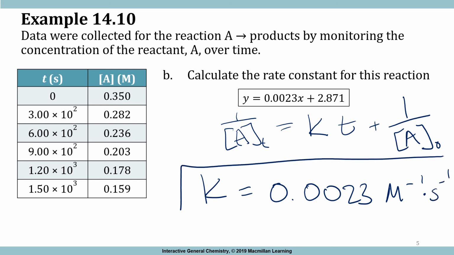So this is really easy if you're given an equation from that linear graph. You just have to find what the slope is. If it was a first order or a zero order, then you would be given a negative slope, and that k would be the positive value because k's are always positive. So that's important to remember.